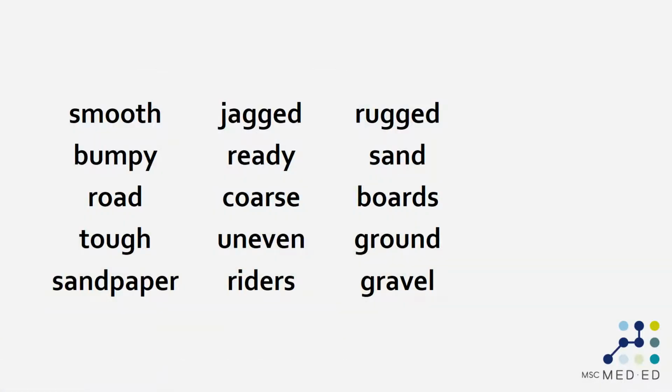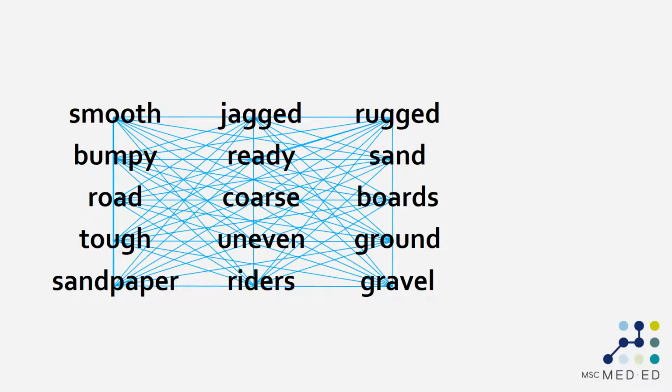Here again is the list of words. You can see they're all words that are related to each other. More importantly, they're all related to the word rough. Rough road, rough ready, rough ground, rough riders, rugged, jagged, sandpaper, and so on. They're all related to each other, and that's how they're stored in long-term memory. There are basically connections between all of them.